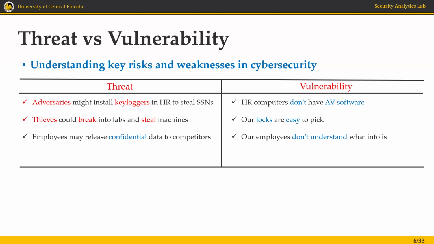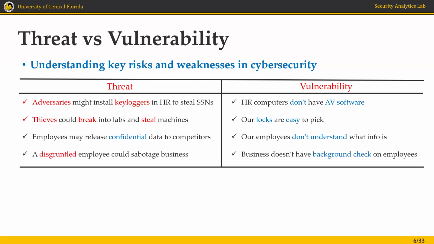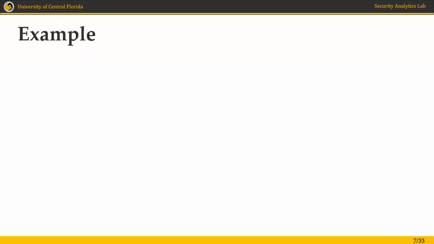Employees may release confidential data to competitors. I think I read a statistical article about that, meaning I think 60% of attacks come from uneducated employees, such that they don't really know what they're dealing with, or maybe they're lacking education or training. So employees don't understand what info is. We could have an employee that could sabotage the business for some personal motive or competitive motive. So businesses do not have background checks on employees. I think everywhere we apply to now has background checks.